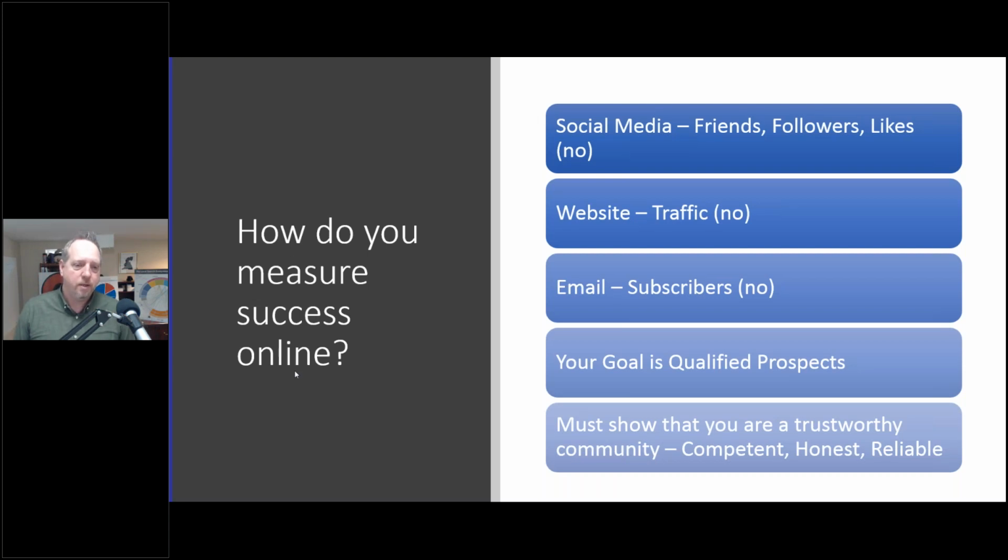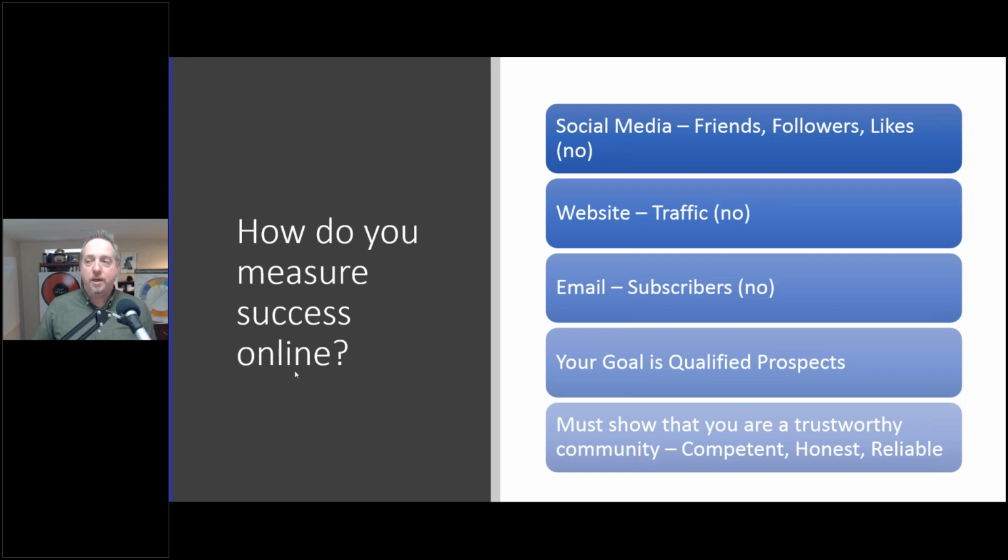Website traffic, which is good and probably useful information, does not necessarily accomplish our goal. If it's the wrong traffic, it doesn't necessarily help us. And even if you are capturing emails, which you should be, if you're capturing emails and that's it, nothing else happens, that's not necessarily a measure of success. It might be a measure of the process, it might be a measure of what you're working on, but not necessarily a measure of success.